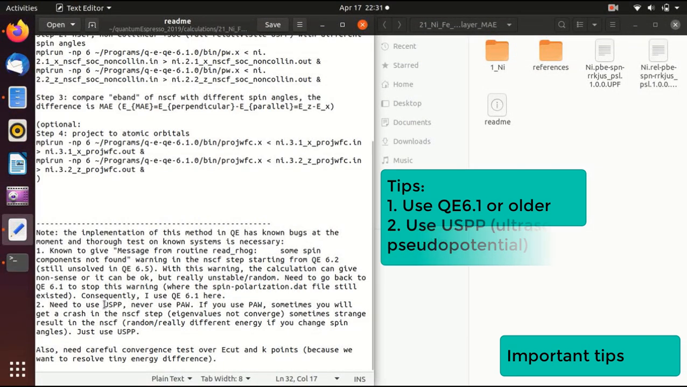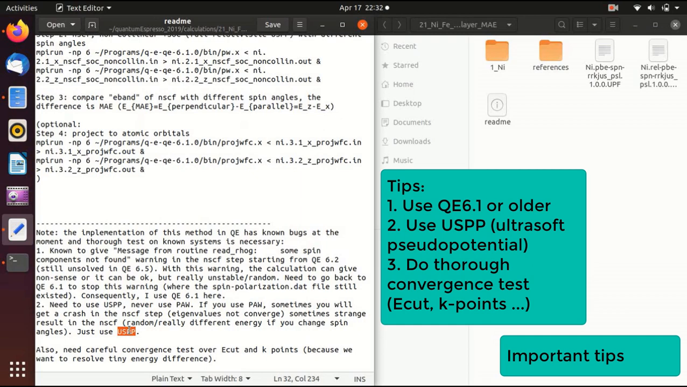The second thing is that you need to use ultra-soft pseudopotential. You cannot use PAW, which is projector augmented wave pseudopotential. If you use PAW pseudopotential, sometimes you will get a crash in the non-self-consistency step, saying that the eigenvalues do not converge or something like that. Or sometimes you can get the program to run, but you get strange results. The energy depends on the spin angles drastically, like 10 electron volt or 100 or 1000 electron volt difference. That's just because the algorithm was not written for PAW. So you have to use ultra-soft pseudopotential.